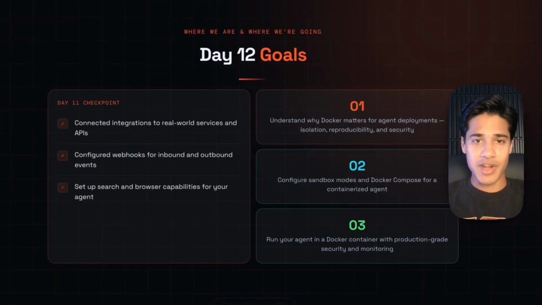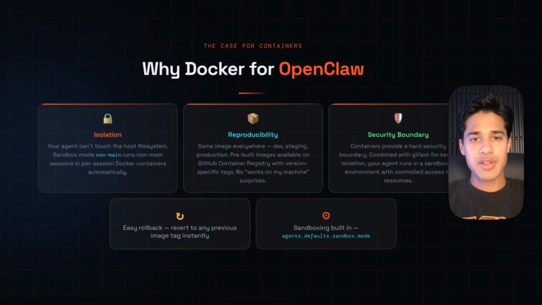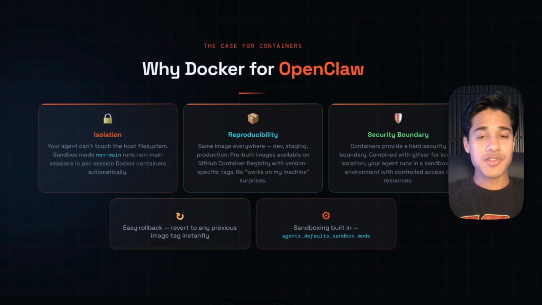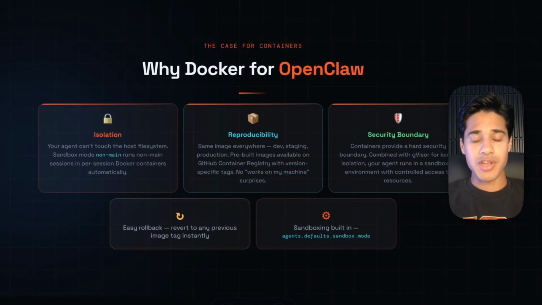Let me make the case for Docker specifically in the context of running an AI agent, because it's different from why you'd containerize a typical web app. First, isolation. Your agent has shell access, file system access, and the ability to make HTTP requests. On a bare host, a misconfigured agent or a malicious skill could touch anything, like your SSH keys, your home directory, your other services. In a container, the blast radius is contained. The agent can only access what you explicitly mount.